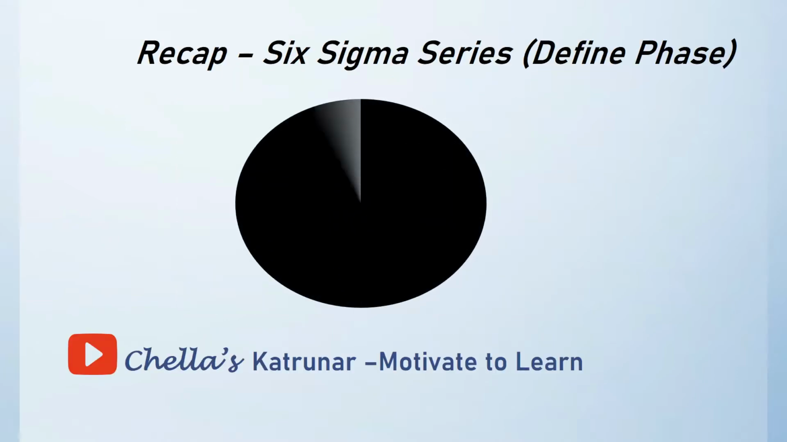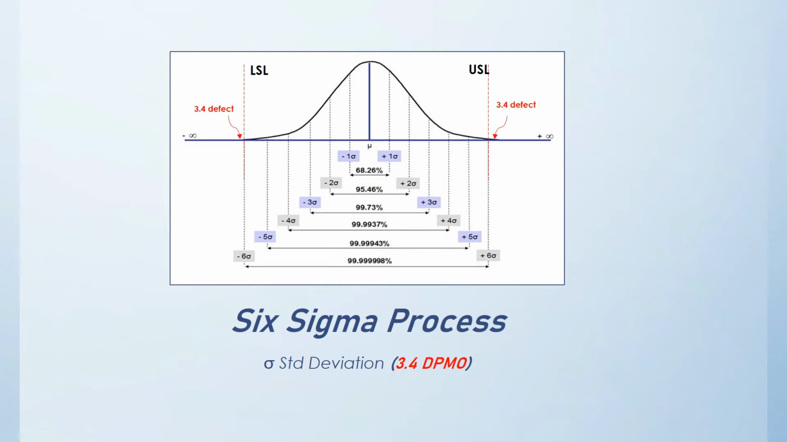Point number 3. In normal distribution, Six Sigma covers 99.99% of area, so that only 3.4 defects per million opportunities are left out of the specification limit. So this is the basic terminology of Six Sigma. This is aiming to reduce the variation to minimal.